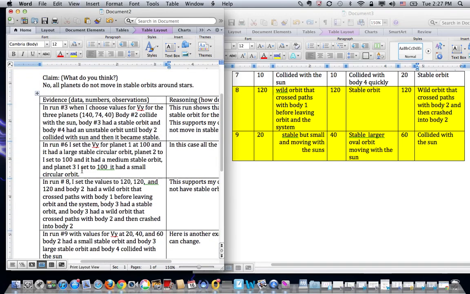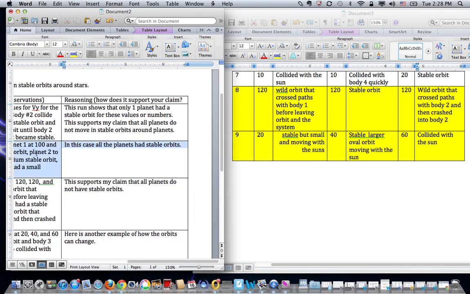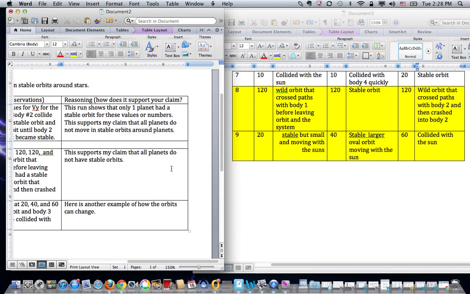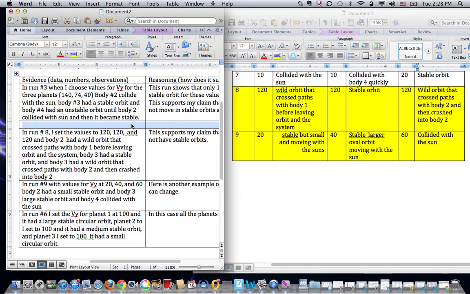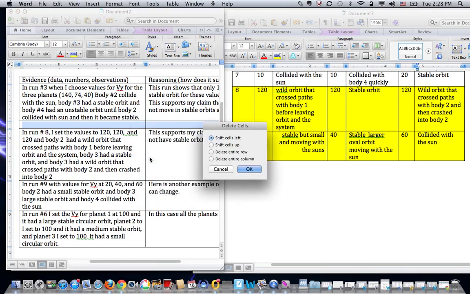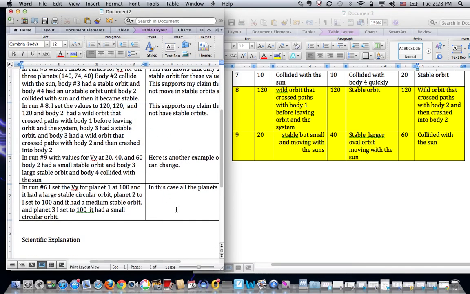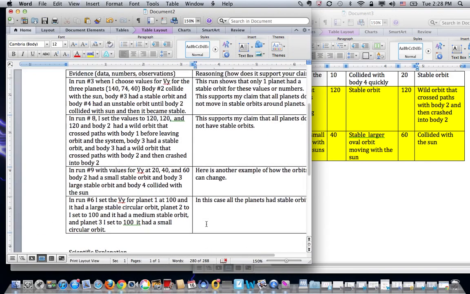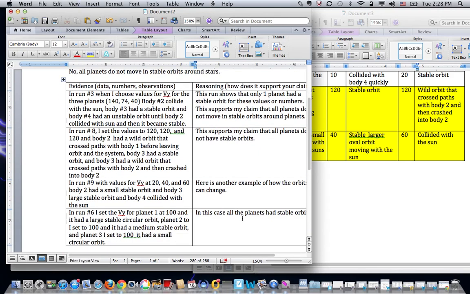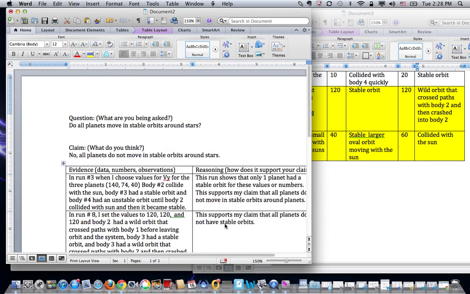Okay, so now I've got, look at this. This is a lot of evidence. I'm looking at this one. This really doesn't prove my claim, but I think what I like about this one is that it's the one where we did get stable orbits going around the entire system: all 3 planets had stable orbits.